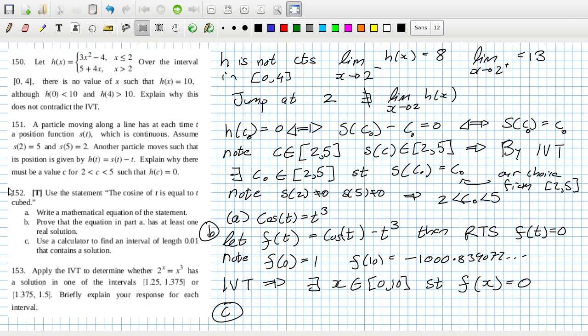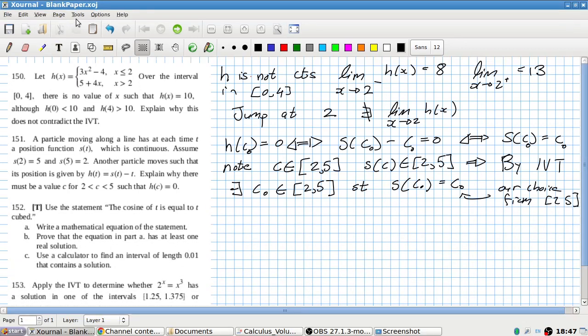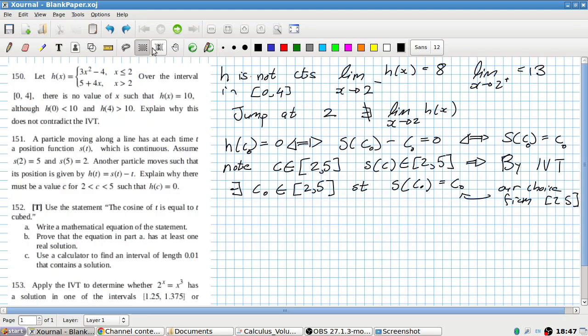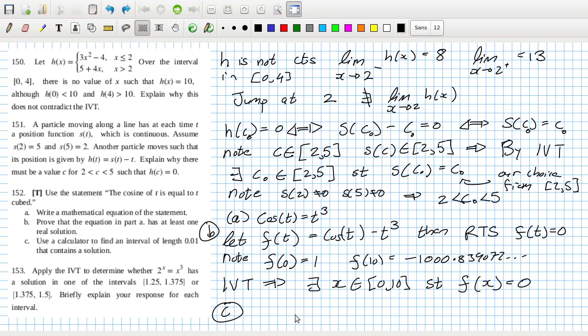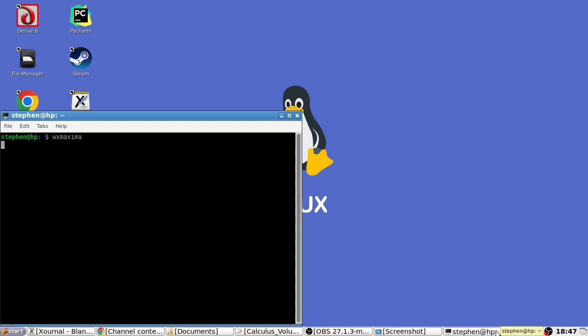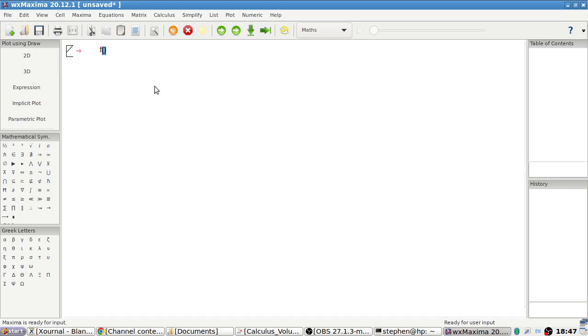Okay, so I have to clear this off to make a bit of space. Let me just grab that. Didn't copy the text. That's weird. Okay, well let's open up our software. f(t) is defined as cos t minus t cubed.